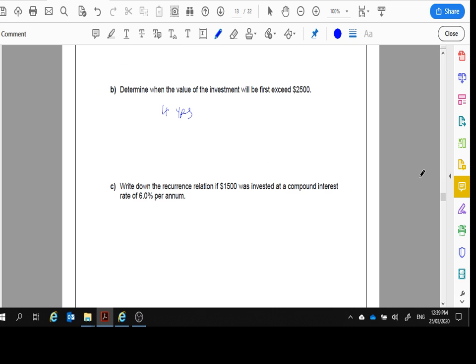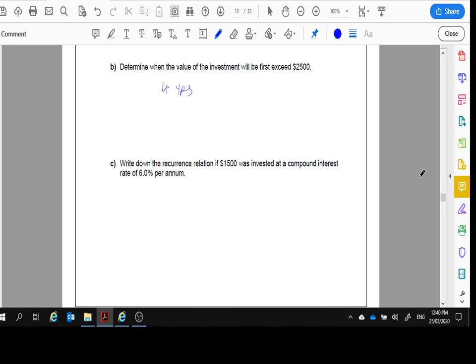Part C, write down the recurrence relation. If $1,500 was invested at a compound interest rate of that much per annum. Okay, so we've got our V of 0, there it is, $1,500. We've got to work out our capital R, because remember it says V of n plus 1 equals capital R times V of n. So our capital R, we've got the original 100%, we're going to add 6% because it's compounded, which means it's 106%. As a decimal, we're going to divide it by 100, so we get 1.06. So our V of n plus 1 will equal 1.06 times V of n, because it says a recurrence relation. So no, it's just 1.06 times V of n.